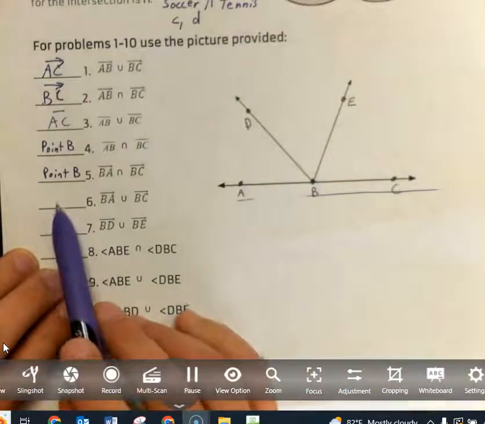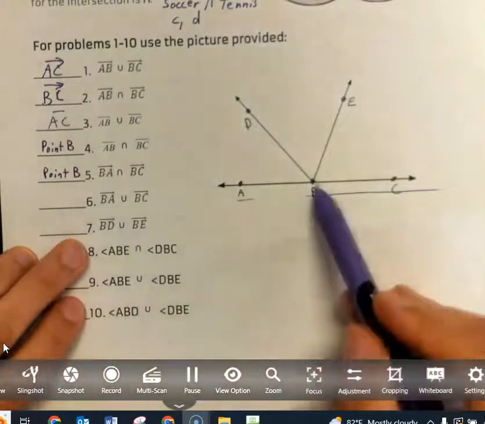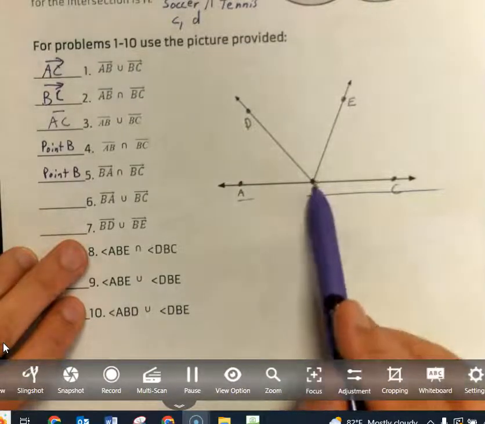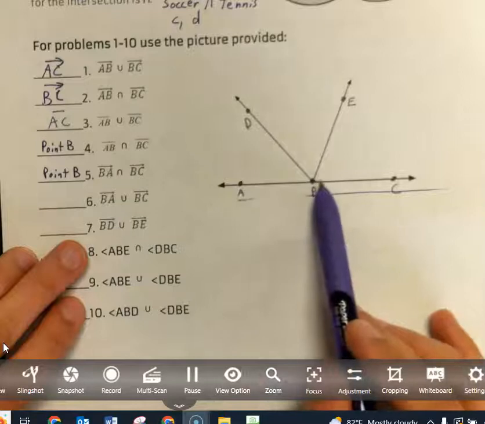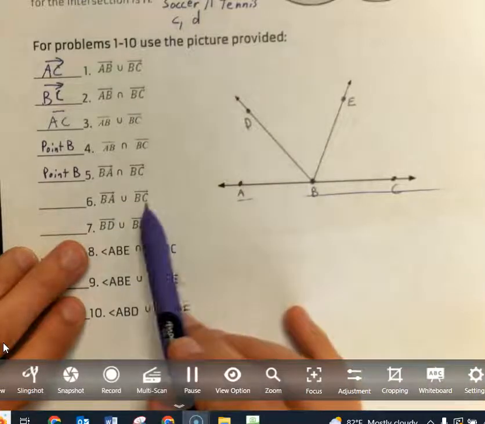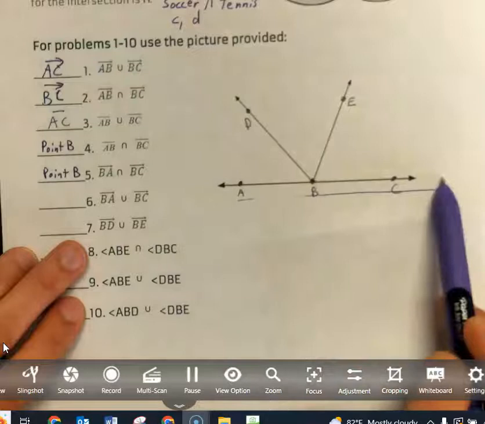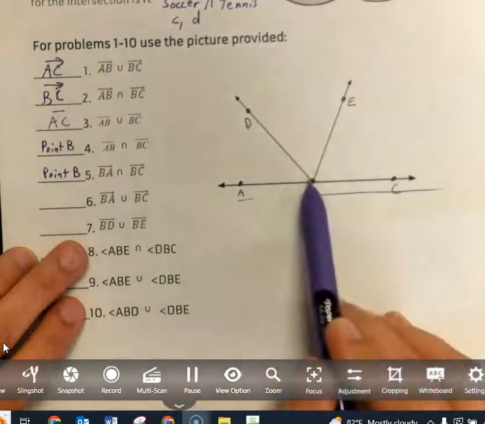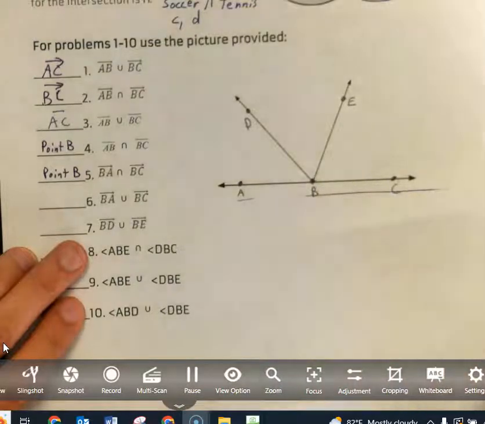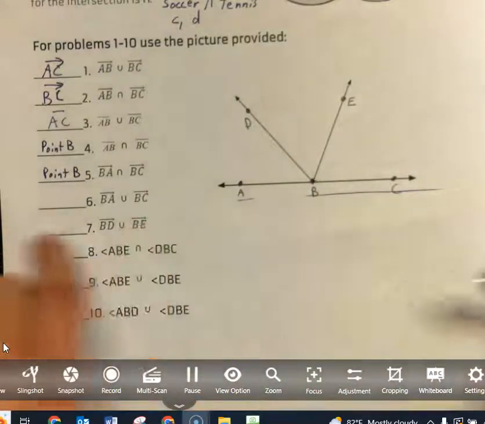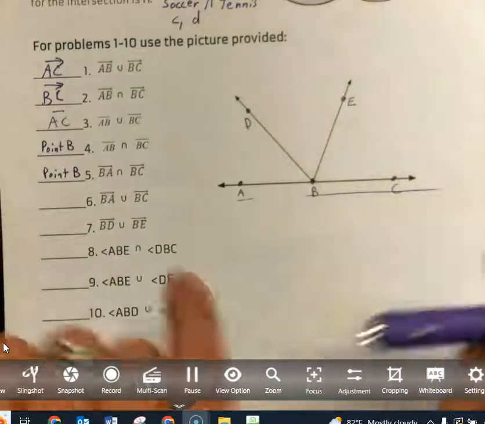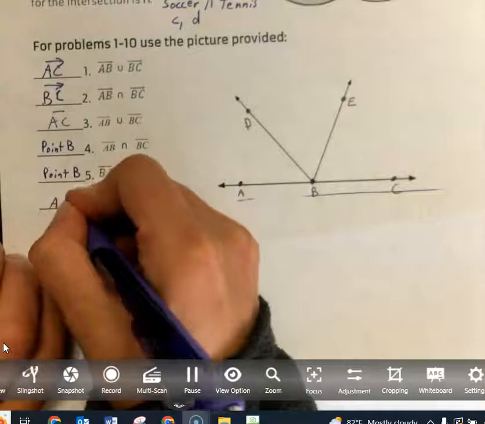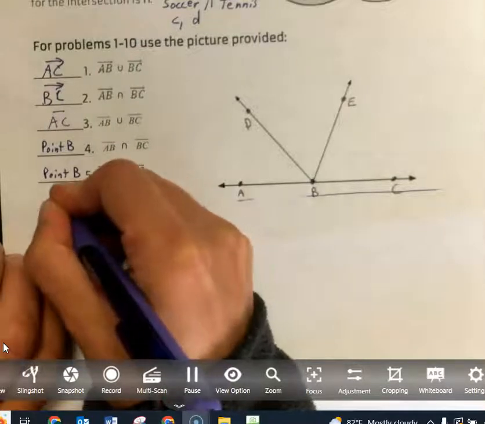All right, and then the union, now we're adding them together with union. So adding together ray BA and ray BC, well, I start here, go in this direction for one. Then I start here and go in this direction for the other. So now, when I'm adding them together, I'm going in both directions indefinitely. So I'm creating that whole line going in both directions forever.